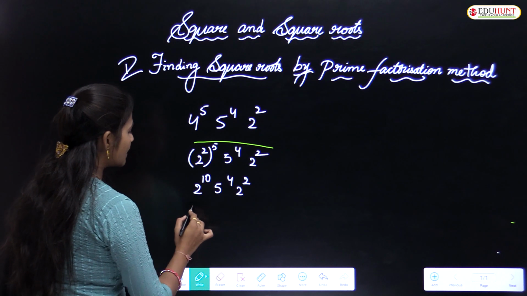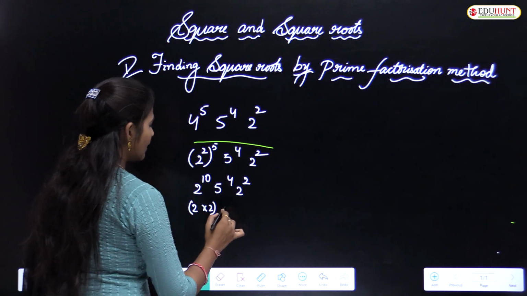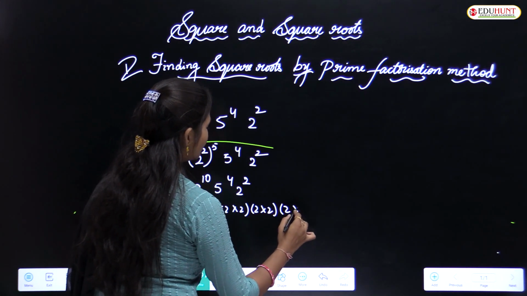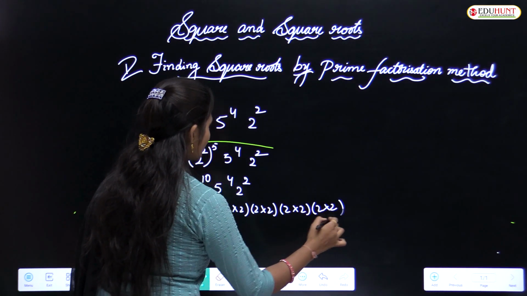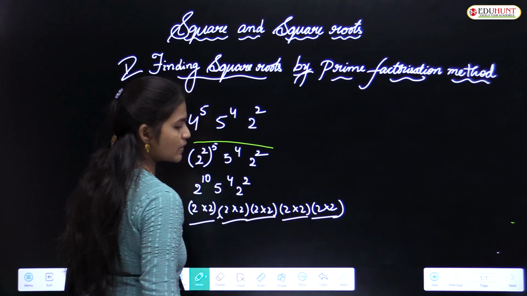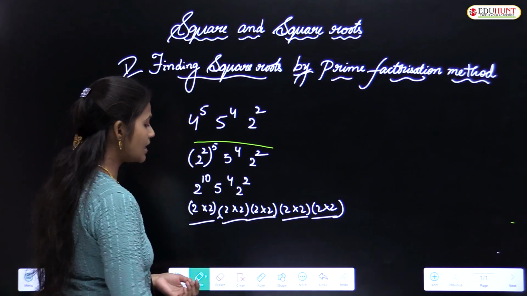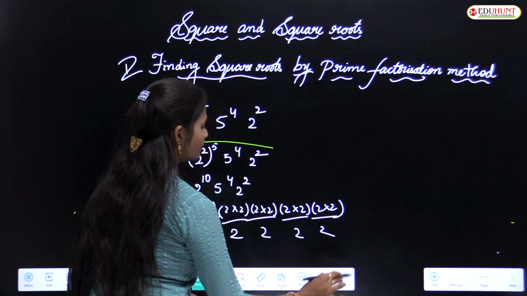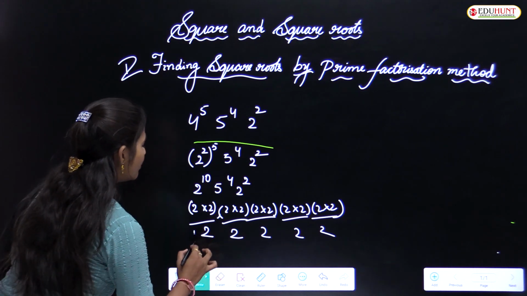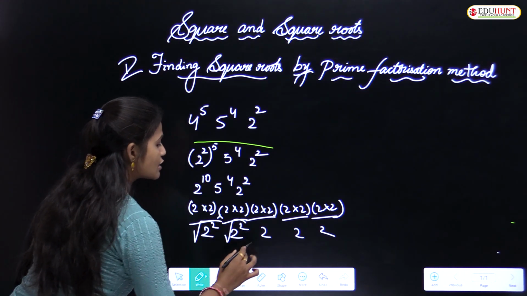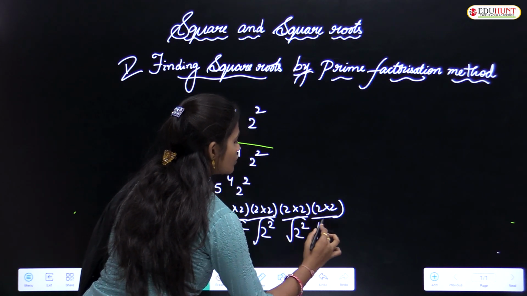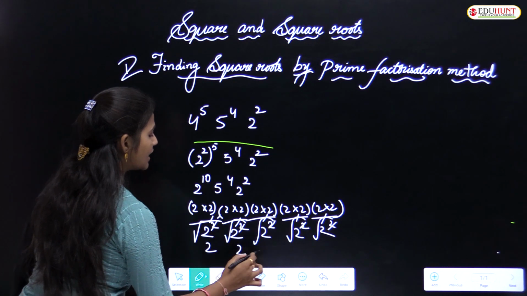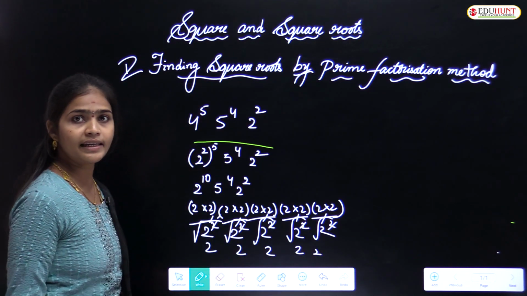So we can form this as 2 into 2, one ordered pair, and here 2 into 2, next 2 into 2, next 2 into 2, next 2 into 2. So 2 square, 2 square, 2 square, 2 square, 2 square. Square and roots get cancelled. So in all these cases we get 2, 2, 2, 2, 2. Why? Because square root of 2 square, square root of 2 square, square root of 2 square, square root and square get cancelled here. So in all cases we will get 2 only.